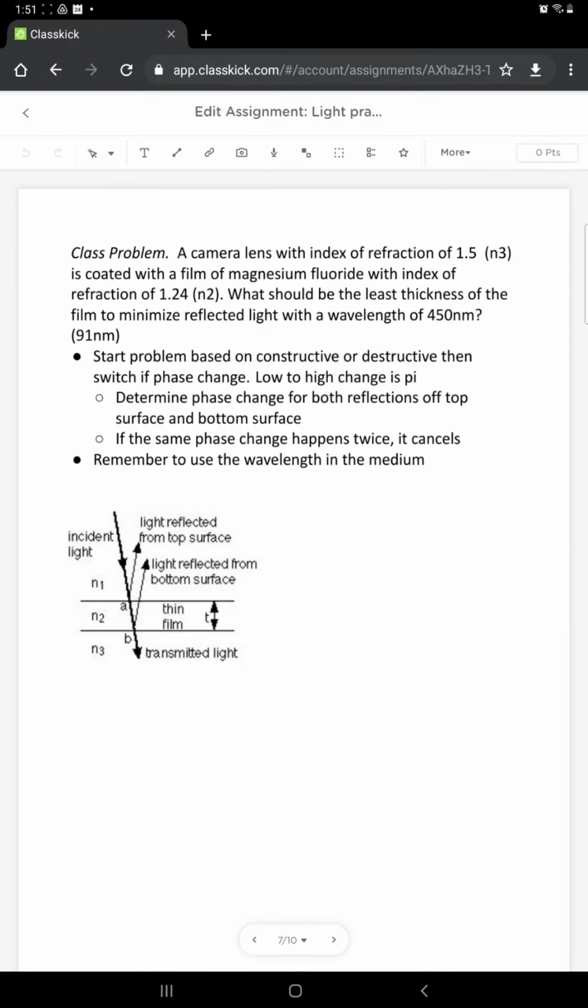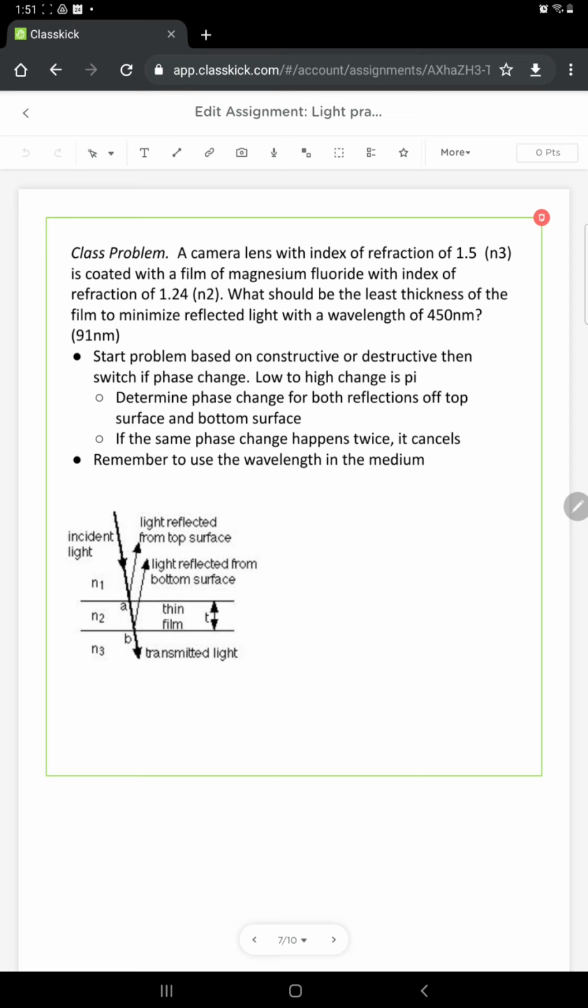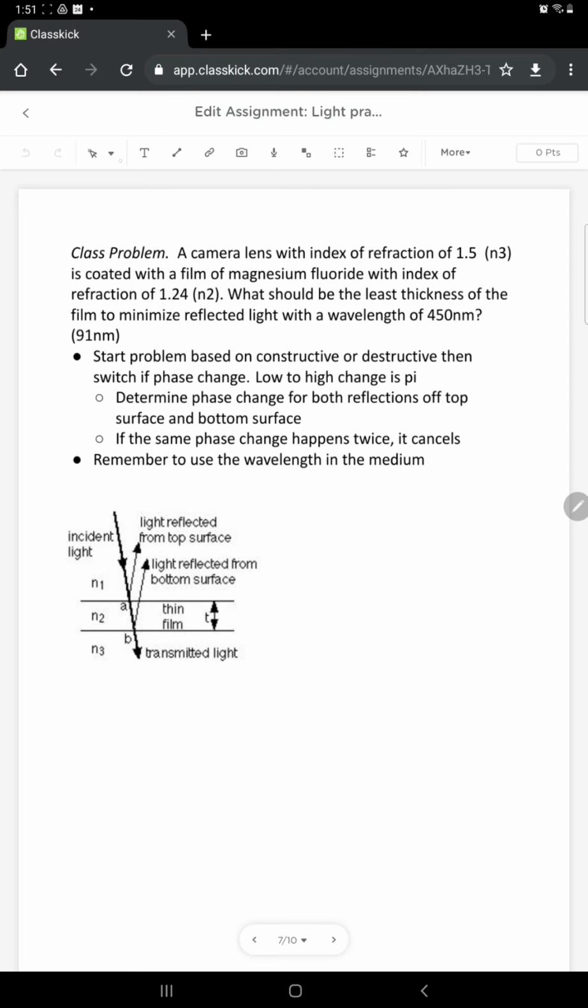Alright guys, here's the thin film interference problem. You'll have some coating on top of a substance, so it could be oil on water. In this case, you've got a camera lens where it's trying to minimize reflected light, so it's like a glare coating. It's a coating to prevent glare.